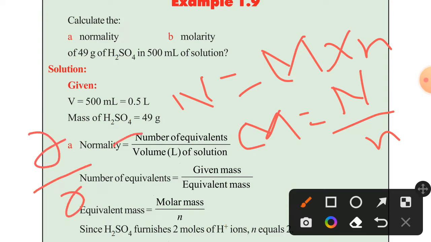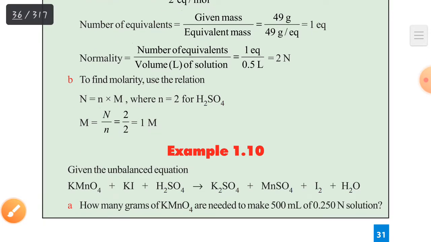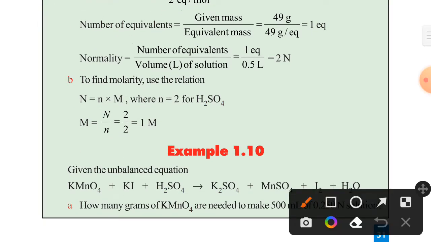Okay. As you see here, to find molarity, use the relation where n is 2, because hydrogen is 2. Molarity is equal to normality over n. So 2 over 2, which is 1 molar.